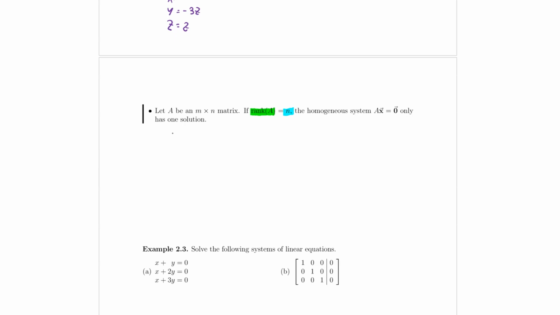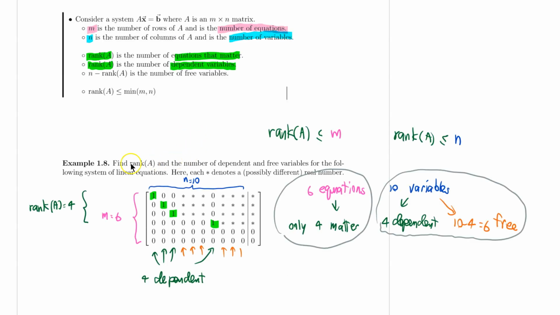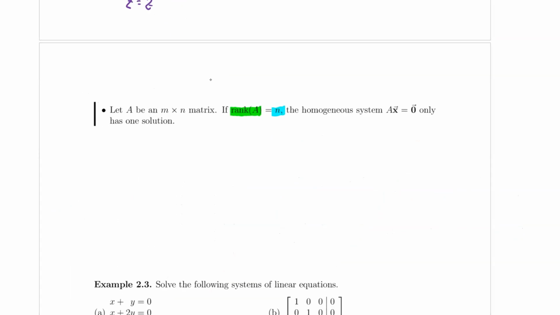Now to see why, we actually have to look at the last example from the previous lecture. We see from here that the number of free variables is going to be n minus rank. So if n and the rank of the matrix are the same, that means there's going to be no free variables. Let me write that down: no free variables. Now, if I have no free variables, that means only the 0 vector is going to be the solution here.